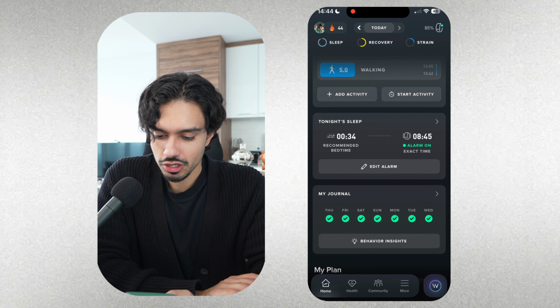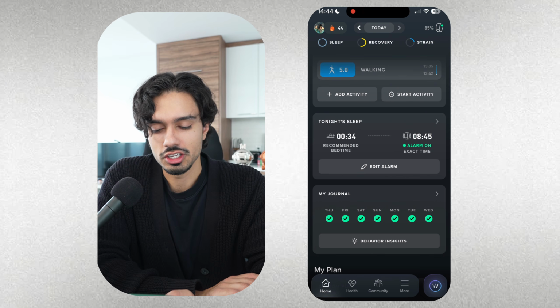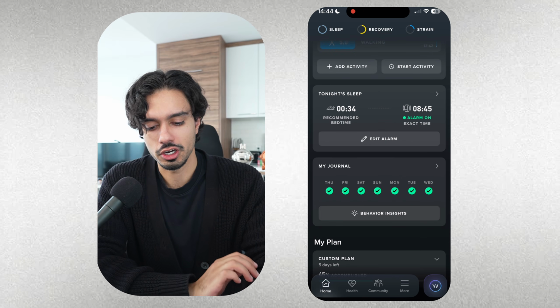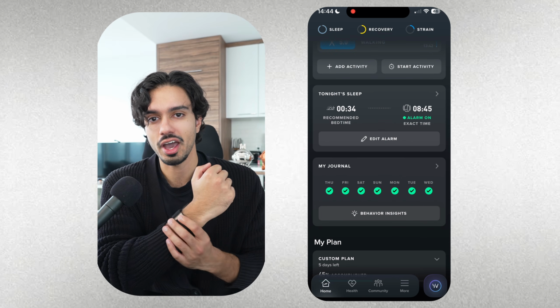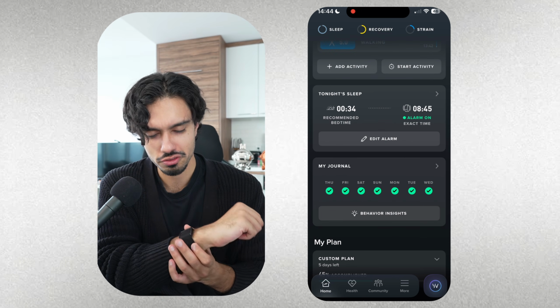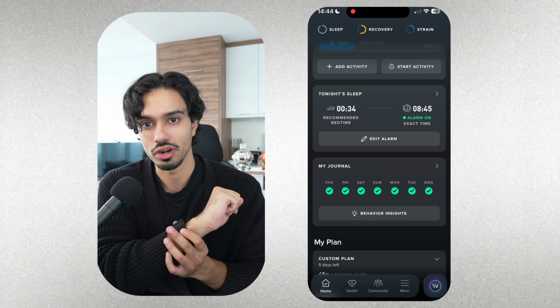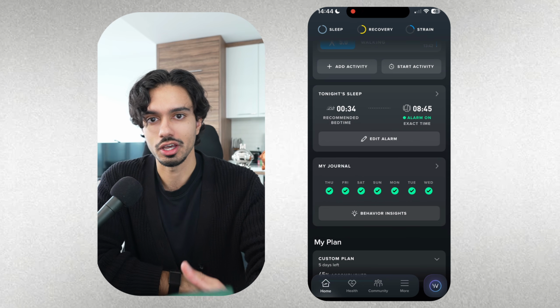Then if you come down over here, you've got tonight's sleep. It gives you a recommendation on when you should sleep tonight and when it recommends to wake you up. So you can play around with your alarm there. What people don't realize is that the Whoop actually has a built-in alarm feature. I don't know if this is just the 5.0, which I have, but it actually vibrates in the morning, which can wake you up based on your optimal time, which is pretty cool.